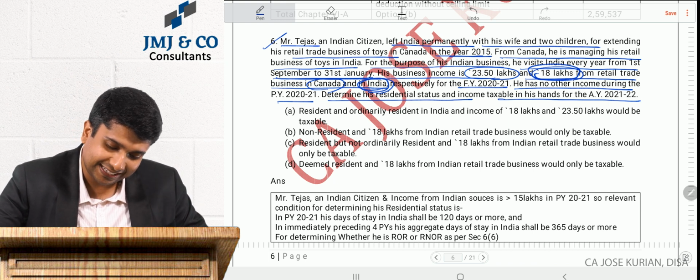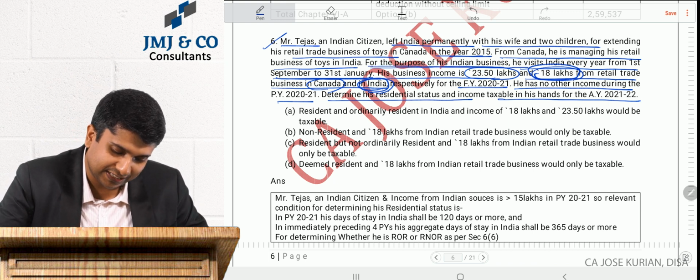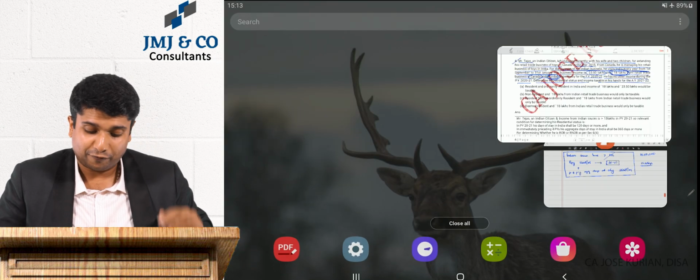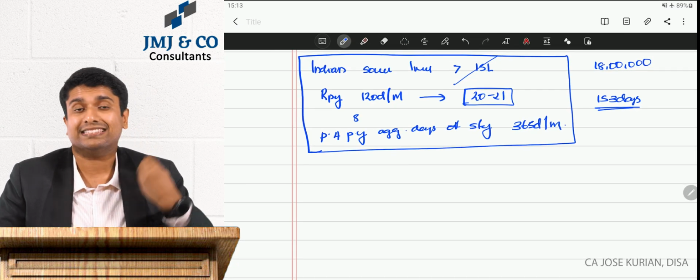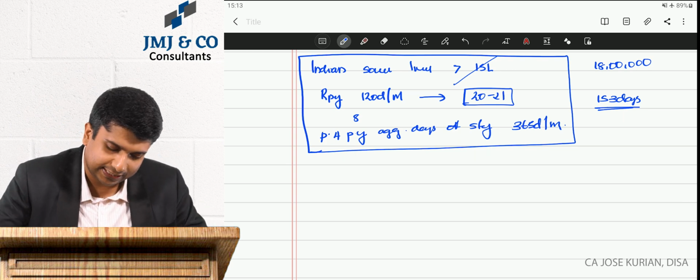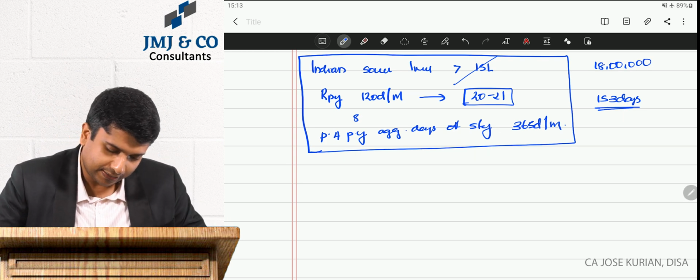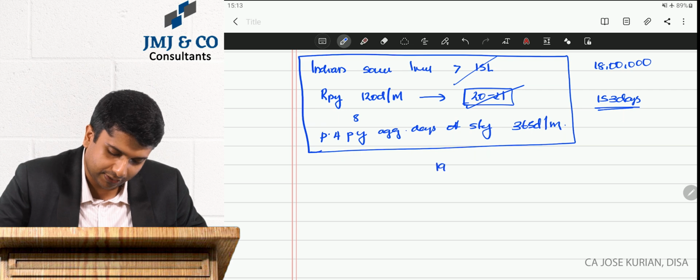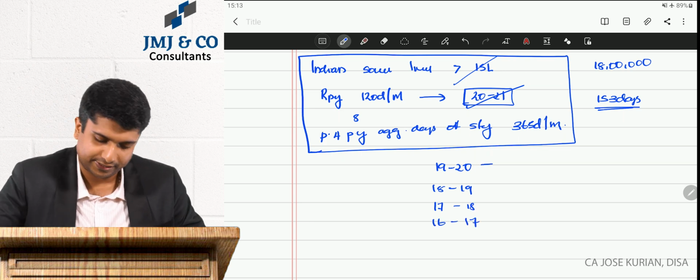So from Canada, he is managing his retail business. For the purpose of his Indian business, he visits India every year. That's what they're saying. From 2016 onward, he visits India every year. So let's take the preceding 4 previous years. That means the relevant previous year 2021, that means preceding 4: 19-20, 18-19, then 17-18 and 16-17 are the 4 preceding previous years.